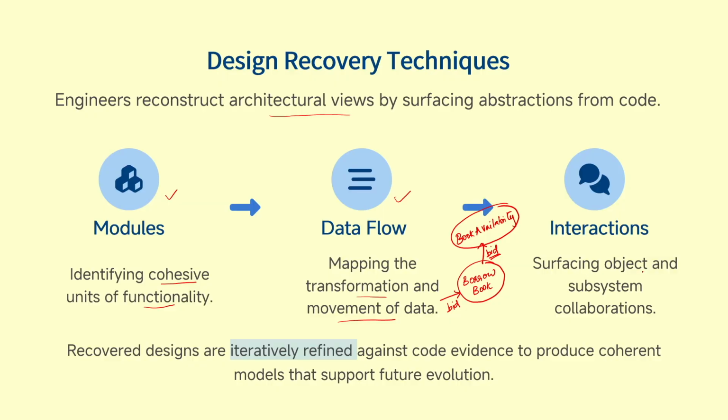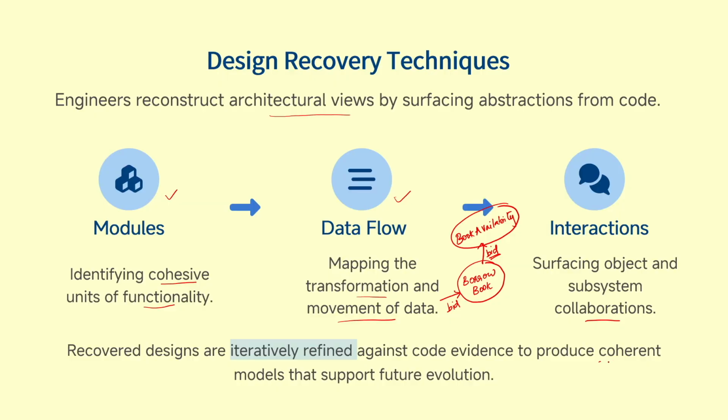So the last one is interaction. It is trying to check where all the interaction is happening across the modules. Okay. So it is trying to surface the object and the subsystem collaboration. So where all it has been linked, that is what. So by these scenarios, by this work, you can recover the design. Okay. And this is going to be done iteratively so that you can get better decisions.